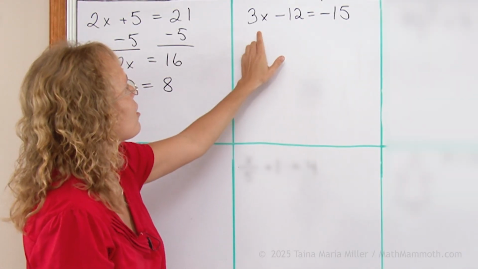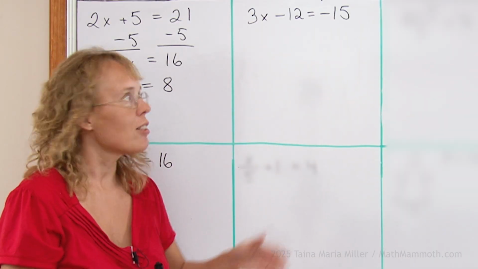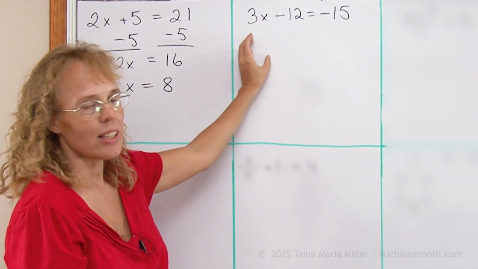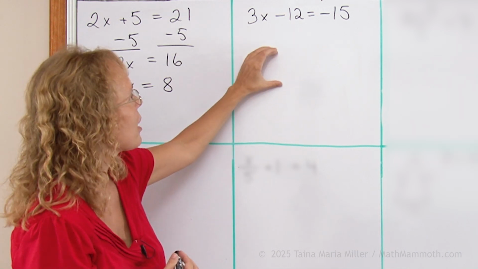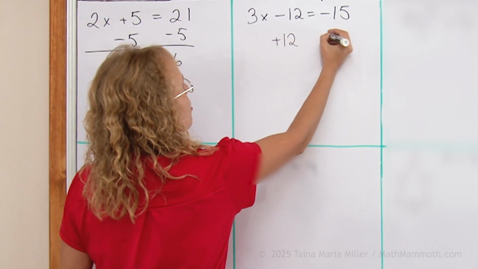Let's do the same here. There's a multiplication and then there's a subtraction. But let's first get rid of the minus 12, so that we have the x term here alone. The 3x will be left alone. So I will add 12, of course, to both sides.